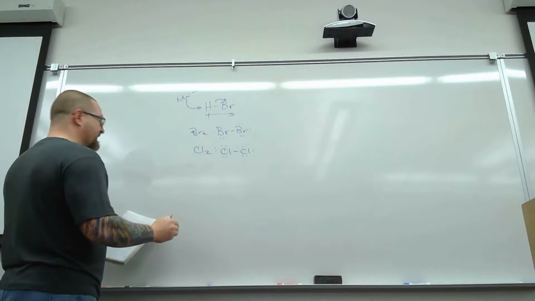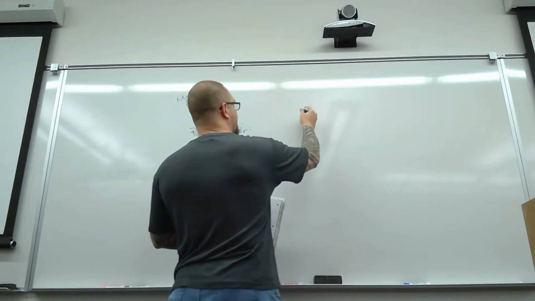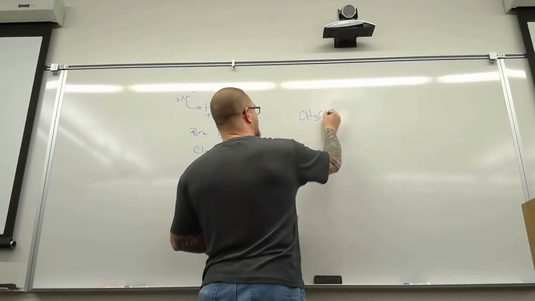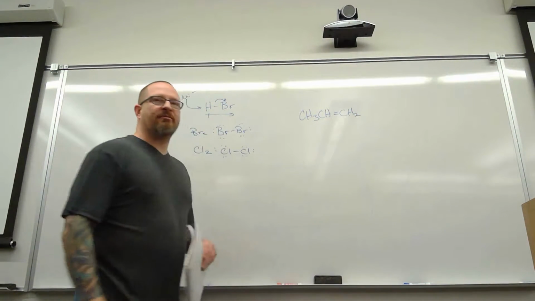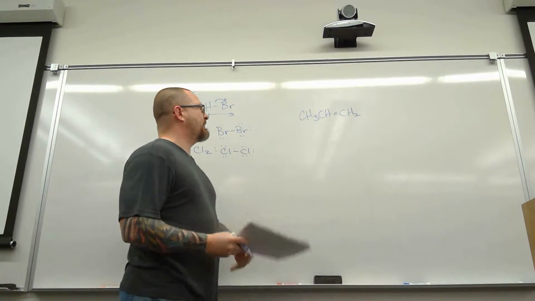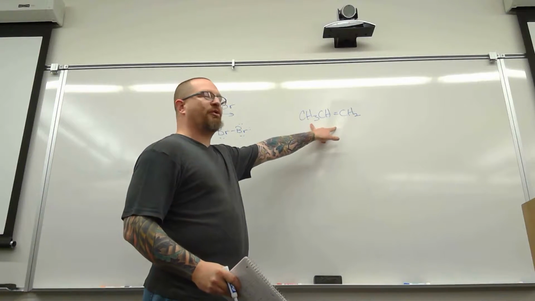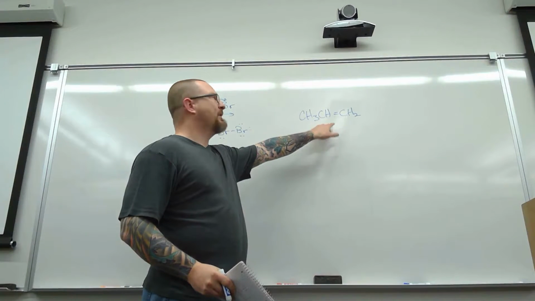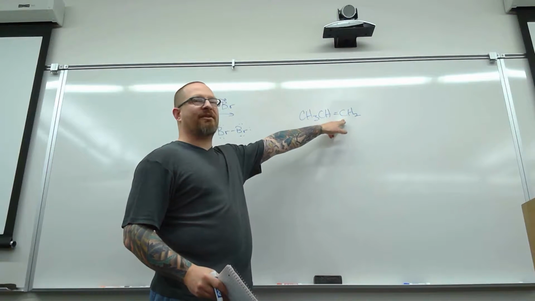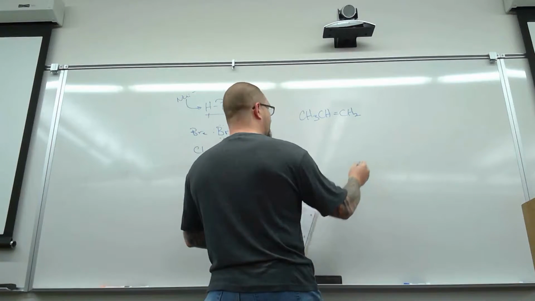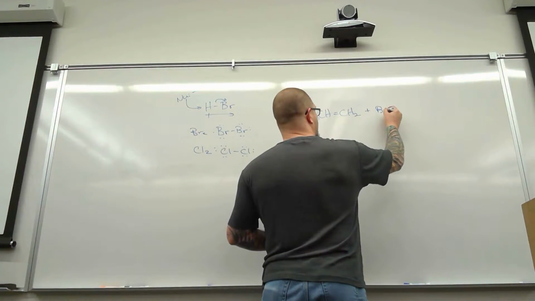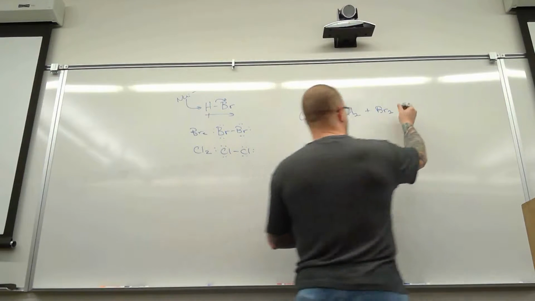So what this looks like overall, let's see. If we have some generic alkene, and notice that this is intentionally designed with a little bit of asymmetry to it, where we have a more substituted carbon and a less substituted carbon. And we add, say, bromine gas in this case.